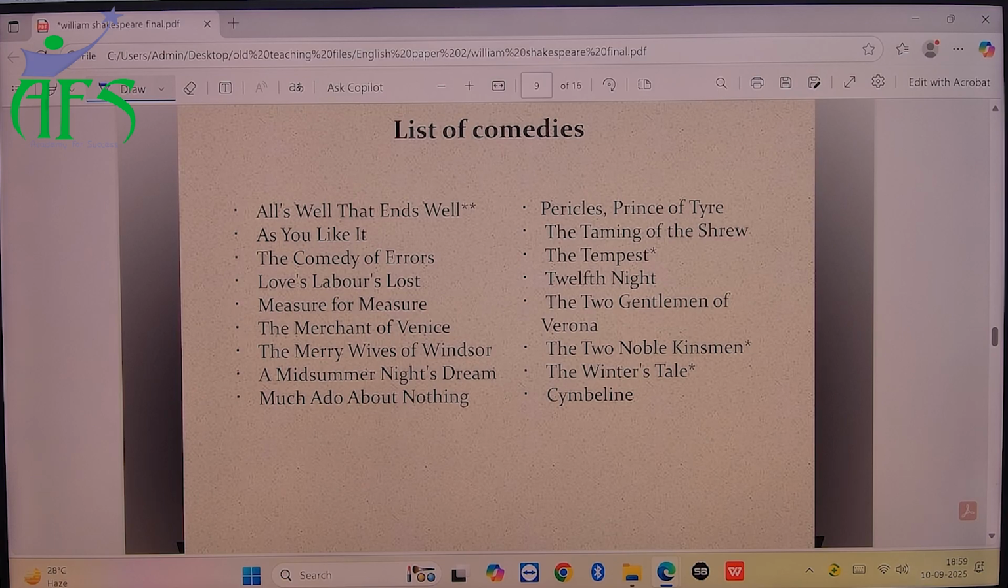So this is the list of comedies, and each had a different storyline, different characters, but still the audience feels connected to it.